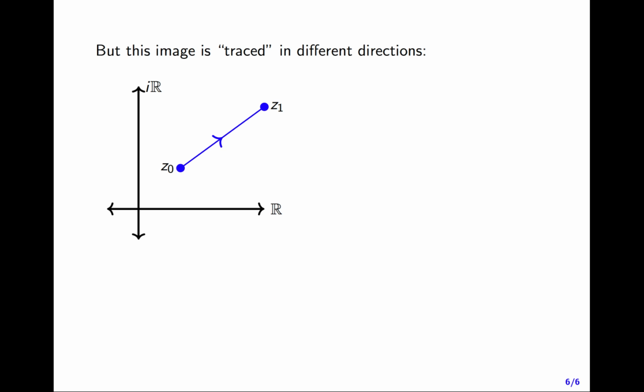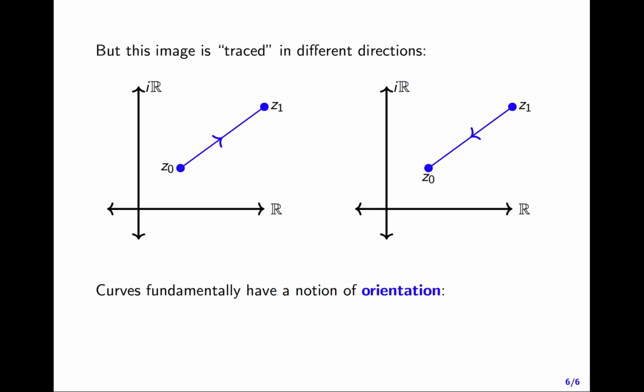Namely, if we go from z0 to z1 with gamma 1, we're sort of starting at z0 and going all the way to z1. Whereas with gamma 2, we're starting at z1 and going all the way down to z0. So what do we see here? There is a notion of orientation that is different between gamma 1 and gamma 2. Gamma 1 and gamma 2 cover the same span of points, but they do so in a different order or orientation. One of them starts at z0, the other starts at z1. So curves fundamentally have a notion of orientation. They start at an initial point gamma of A, they end at a terminal point gamma of B. And so a curve is a directed set, unlike the image of the curve, which is just the set of points living out there in the complex plane.